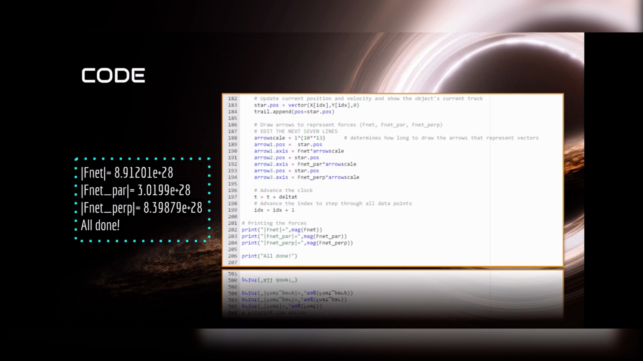And then my final values with F net would be 8.9 raised to the 28th power. My F net in the parallel direction would be 3.01 raised to the 28th power, and my F net perpendicular would be 8.3 raised to the 28th power. All very, very, very large values.